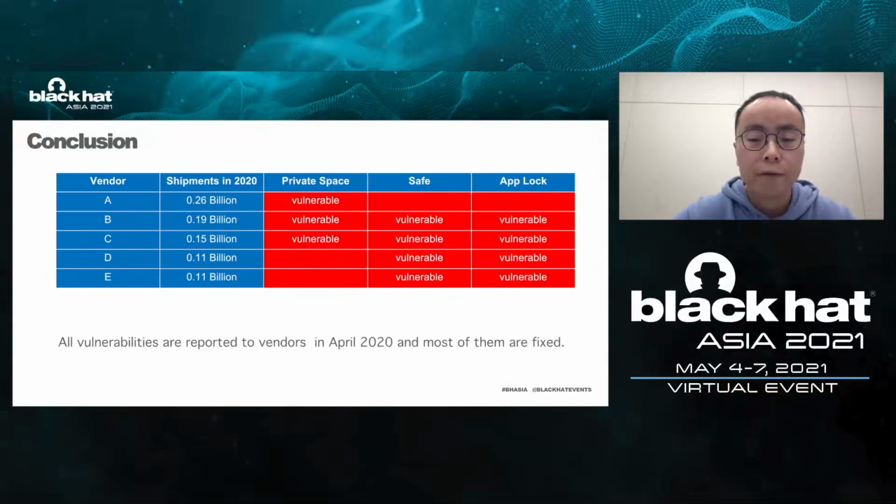We presented 4 types of vulnerabilities and advice for developers and users. By sharing our research, we want to improve the security of the privacy protection apps and better protect users' privacy. Our vulnerabilities were reported to vendors in April 2020, and most of them are fixed.